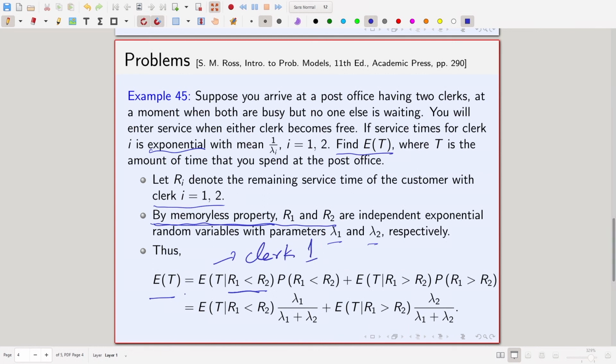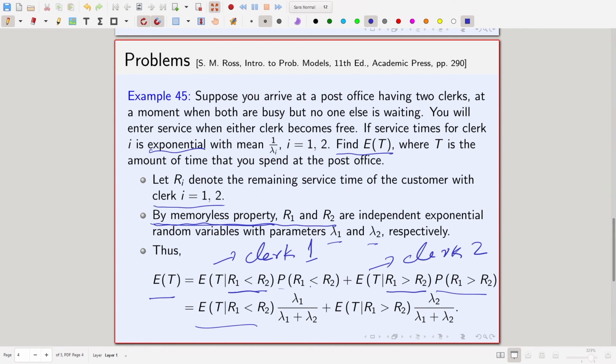So we have expectation of T given R1 less than R2 times probability of R1 less than R2. That's one situation. The other situation is when the customer with clerk 2 leaves first. That is R1 greater than R2, or R2 less than R1. So expectation of T given that event times the probability of that event. In this case you join clerk 2.